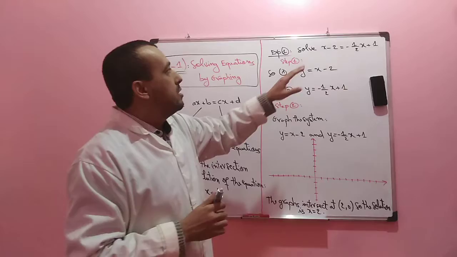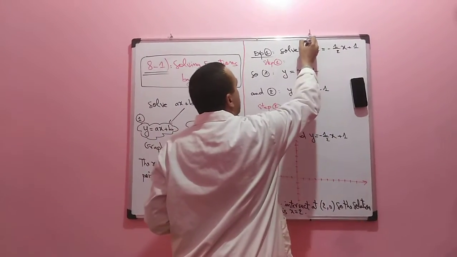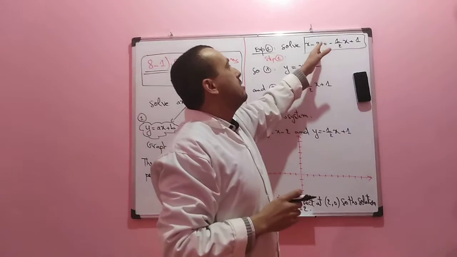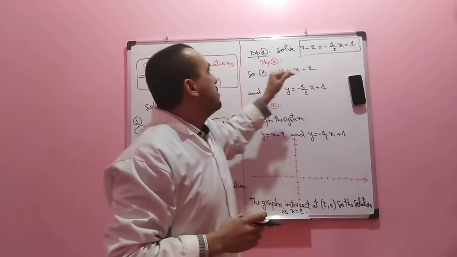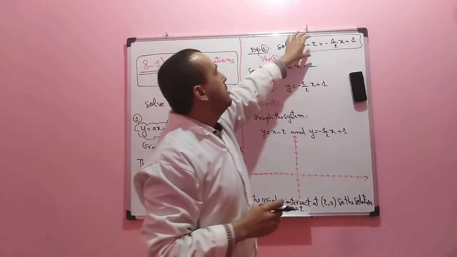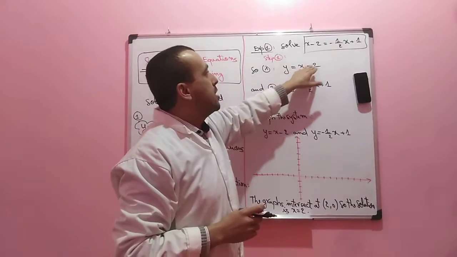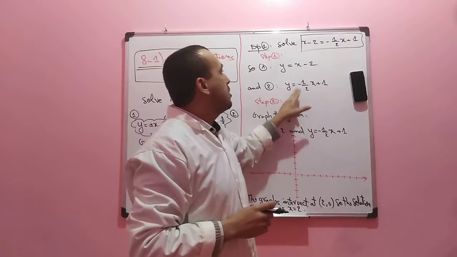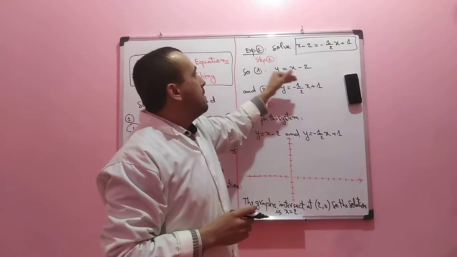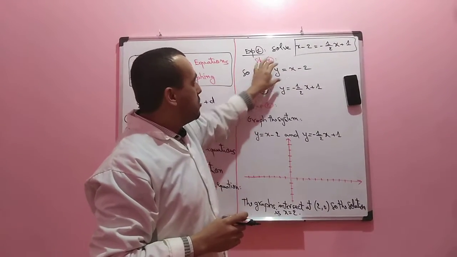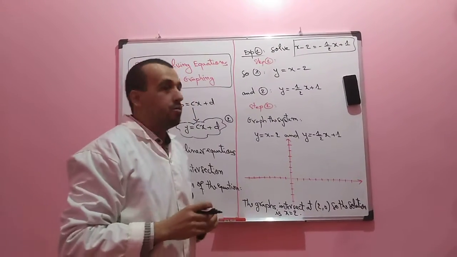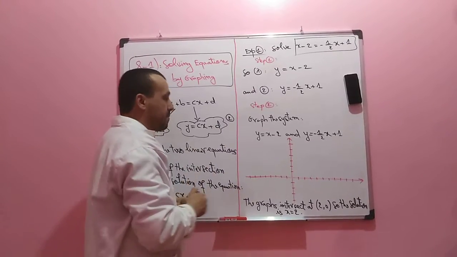For example, x minus 2 equals negative 1 over 2 times x plus 1. How much is x that satisfies this equation? At first, what do we do? We take the first equation, y equals x minus 2, and the second one, y equals negative 1 over 2 x plus 1. The second step is to draw the first equation and the second equation in this coordinate system. I will show you how to draw the first one and also the second one.